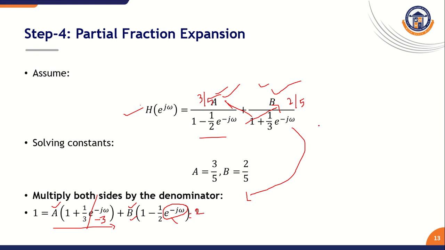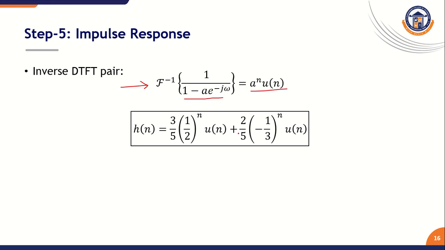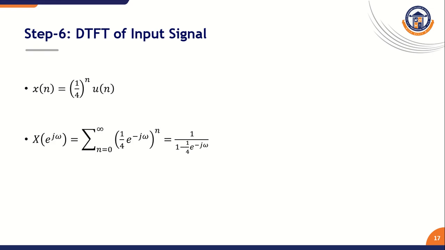we follow the standard DTFT logic, the inverse DTFT logic. There we can write it like this: 3 by 5 into 1 by 2 whole power n into u of n plus 2 by 5 into minus 1 by 3 whole power n into u of n. This is the impulse response of the given system.